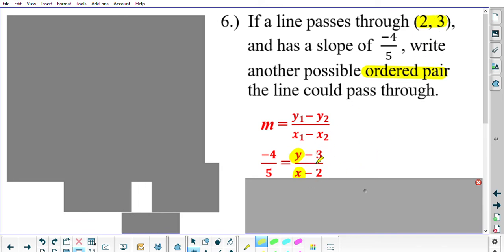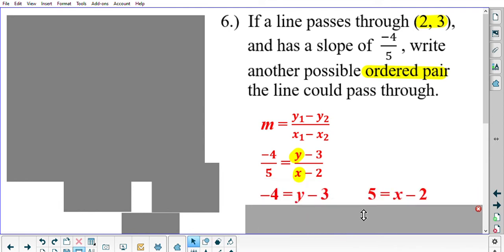And so if this now gives you the hint that you needed on how you could do this problem, maybe you were stuck before, then hit pause on the video again and finish this up on your own, if you now know what you could possibly do to get another ordered pair that this line could pass through. All right, from here, we can make two different equations.